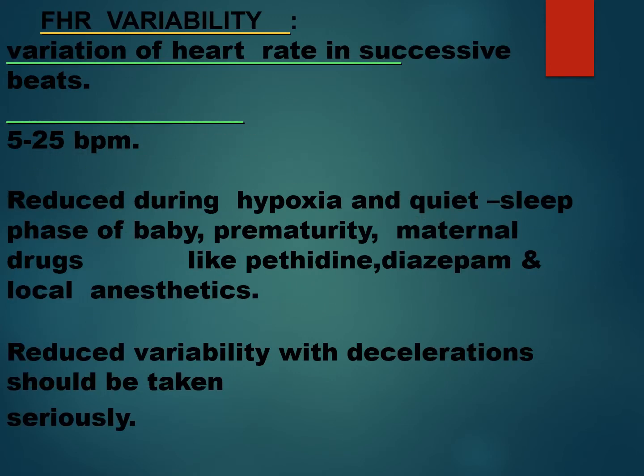Variability is a variation of heart rate in successive beats. 5 to 25 is normal. Less than 5 is considered as poor variability. Poor variability can happen during hypoxia, during sleep cycles, in preterm babies, in some maternal drugs like pethidine, diazepam, and local anesthetics.